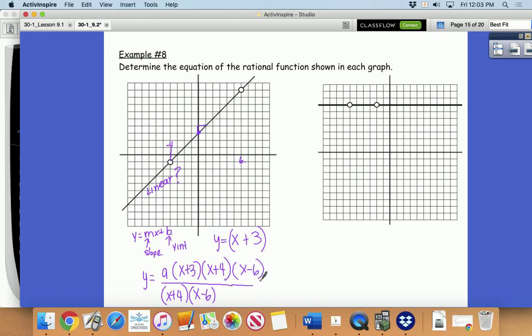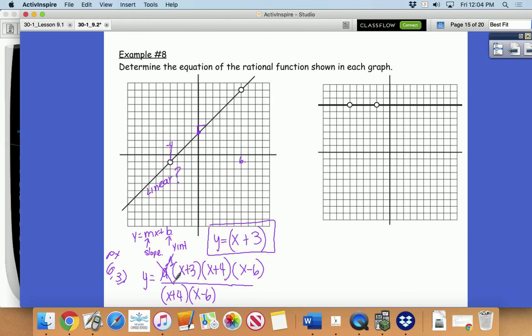Now, if we were to plug in a point, a point could have been the 0, 3, the y-intercept. If we were to plug that in, you would see that the a value would be 1, because we already got the linear equation, so we know that that is going to match what's left over, so the a value has to be 1. But if you're not sure, you can always try it out and plug in that point of 0, 3 into it, and you'll see that it does equal 1. So you don't have to include that a value.